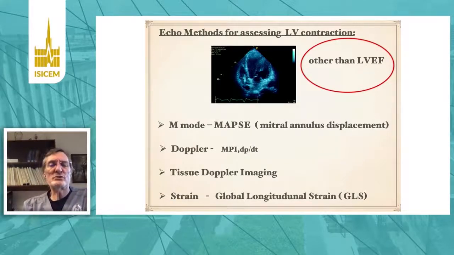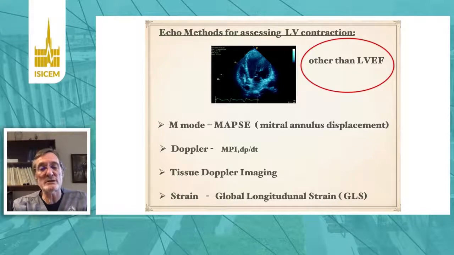So what else can we do? What other ways can we measure the left ventricle other than using the left ventricular ejection fraction Simpson's method? There are a number of methods, and I'm not going to go through them all. Those who are very interested in echocardiography will be familiar with a lot of these techniques, but I'm just going to go through how useful they may or may not be.